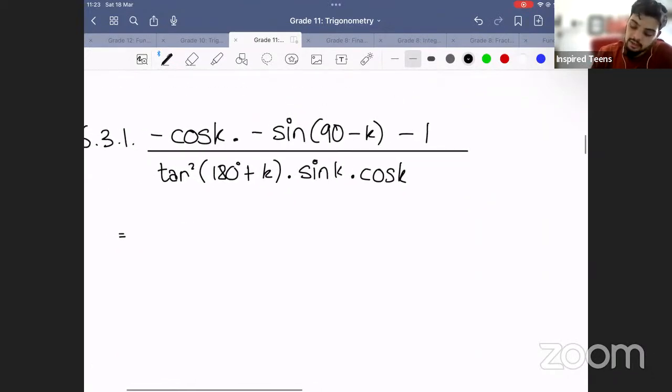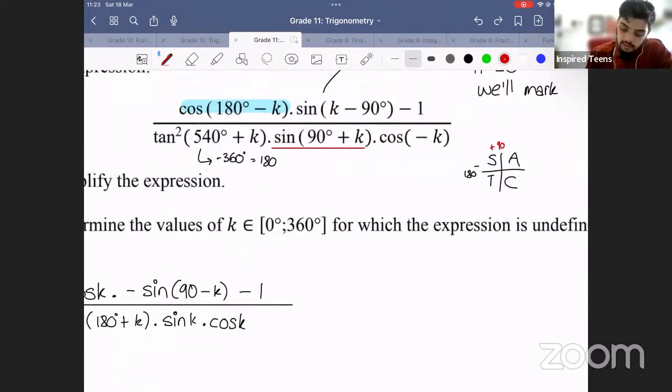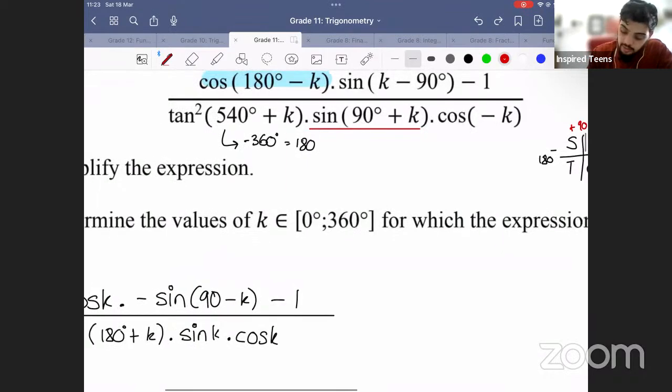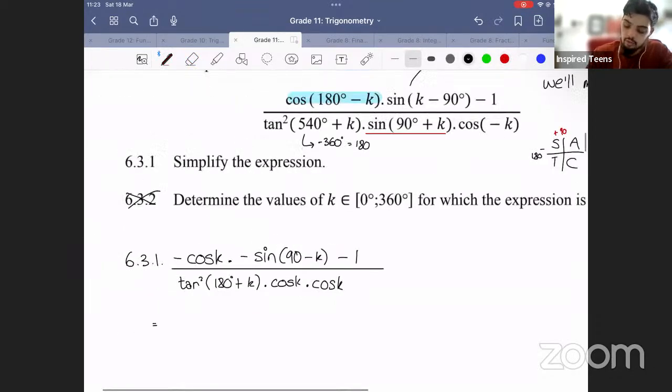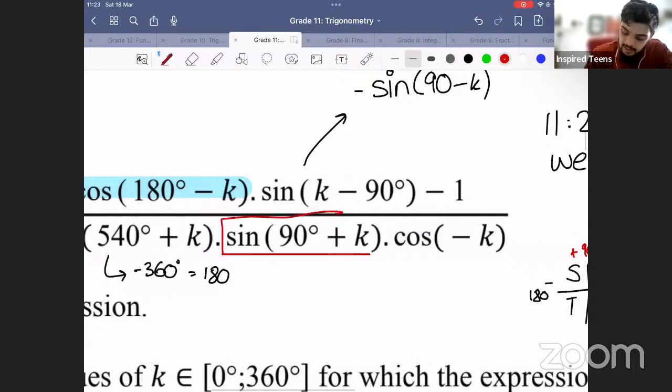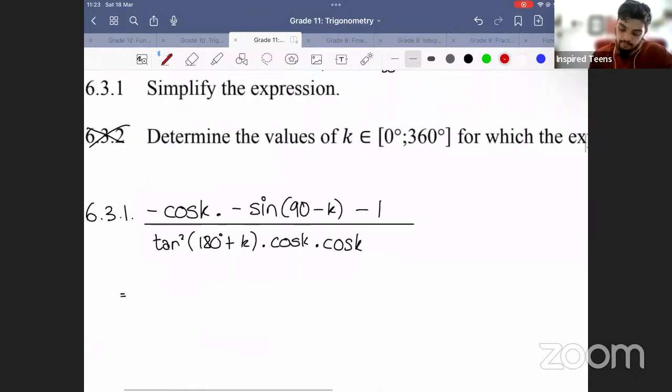And I noticed that here is negative cos k and here is negative cos k. Can I cancel those? Yes or no? Tell me in the chat. Ah, yes, correct, very good. Here, this is supposed to change to cos. It's easy to forget, so you should always notice it immediately: sine and 90 changes to cos.